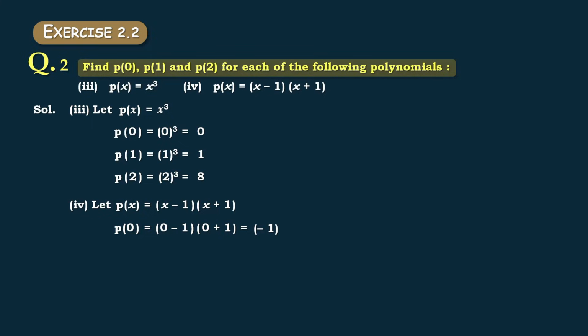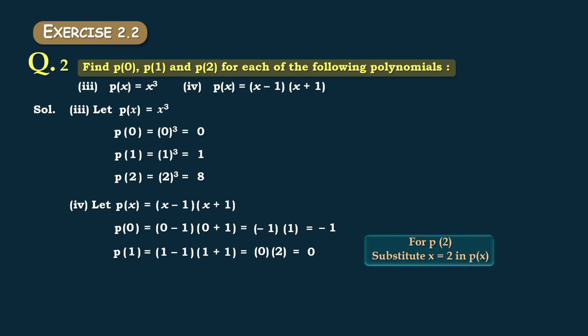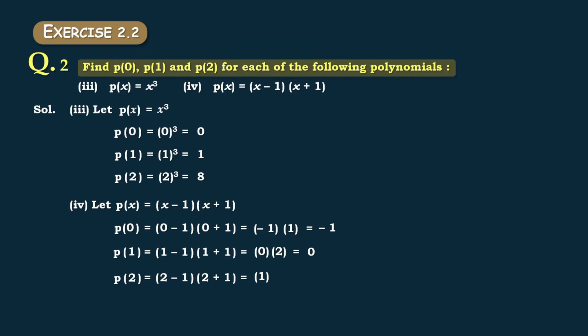Value at 1. Substitute 1 in place of x. 1 minus 1 gives 0. 1 plus 1 gives 2. Multiplying 0 and 2 gives 0. So, the value of the polynomial at 1 is 0. Value at 2. Substitute 2 in place of x. 2 minus 1 gives 1. 2 plus 1 gives 3. Multiplying 1 and 3 gives 3. So, the value of the polynomial at 2 is 3.